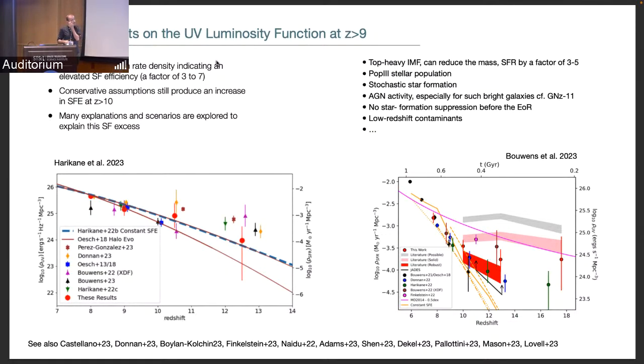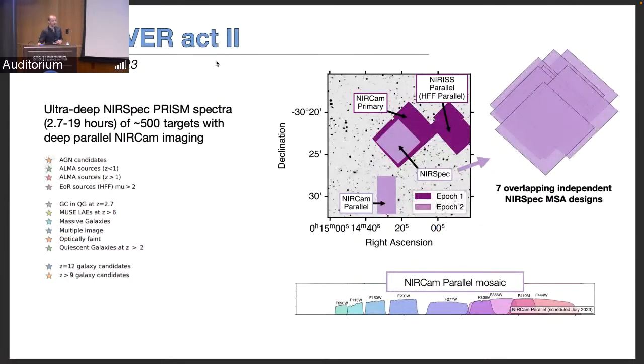One of them is, of course, the obvious AGN contamination and also the low redshift contamination of these sources. So that's why we have the second component of UNCOVER, which is the NIRSpec follow-up to get spectra of all of these sources. You see here all the targets that are put in the MSA design. We have ultra-deep NIRSpec prism spectra of more than 500 targets, 7 independent pointings with the MSA, which translates into an exposure time ranging between 3 and 19 hours.